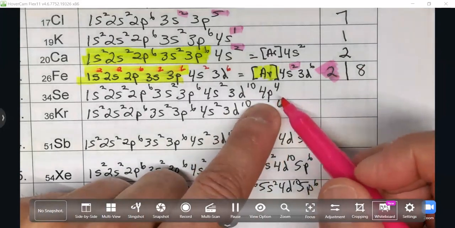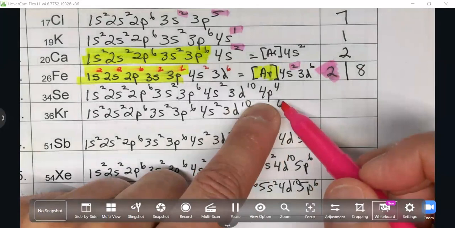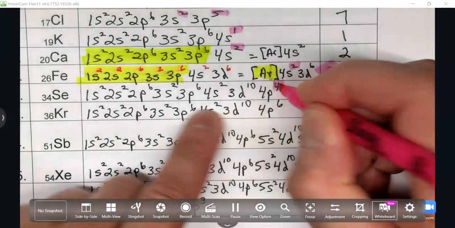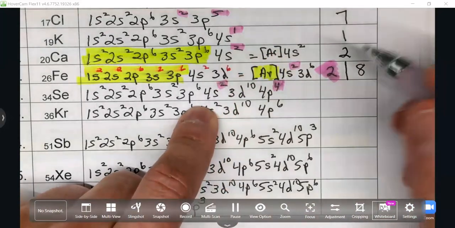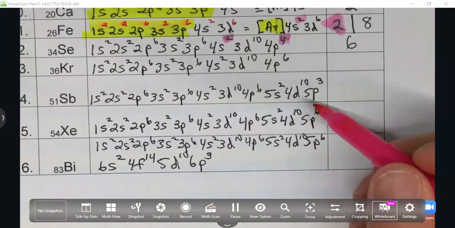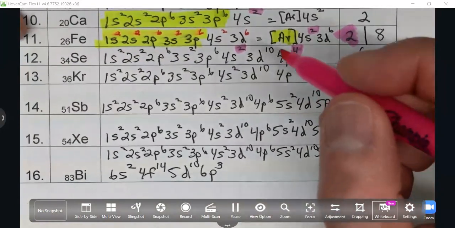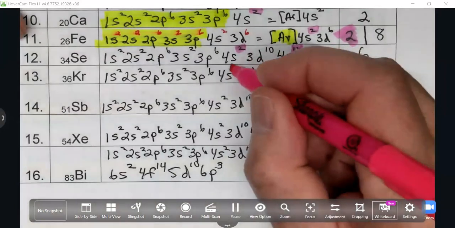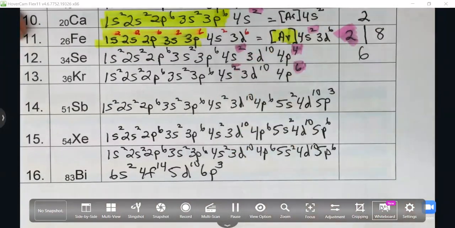Selenium here, how many valence electrons do we have? This D is filled. We've got 4 here, 2 here, we've got 6. Krypton is a noble gas. We better have 8. We got 6 there. We've got 2 there. We've got 8.